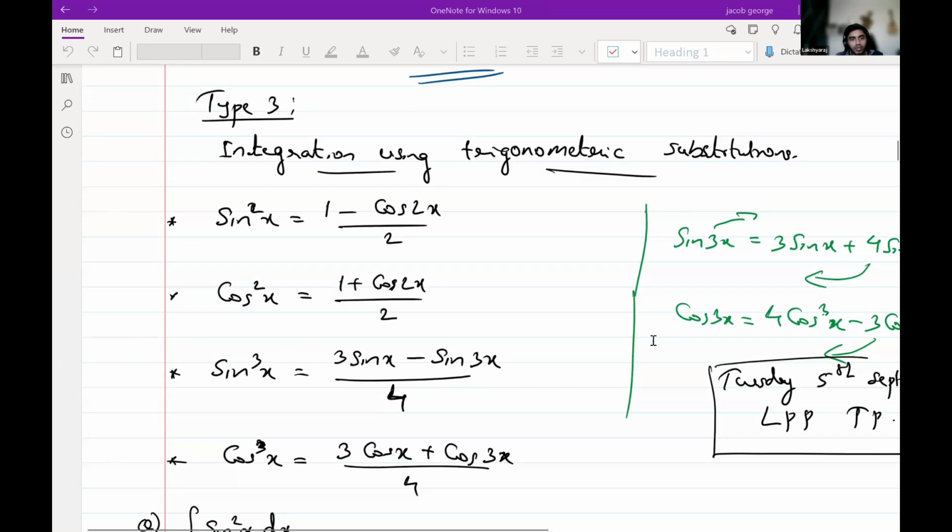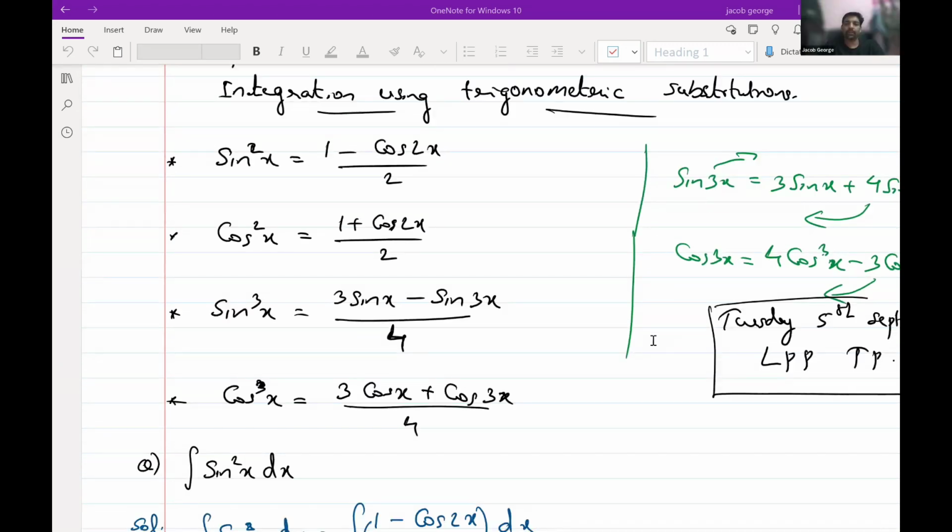So then the third type is integration by trigonometric substitution. These are the trigonometric substitutions. Sine square x is (1 minus cos 2x) by 2. Cos square x is equal to (1 plus cos 2x) by 2. Sine cube x is (3 sin x minus sin 3x) by 4. And cos cube x is (3 cos x plus cos 3x) by 4. Okay, these four formulas you have to learn by heart. It is the class 11 substitution formula.